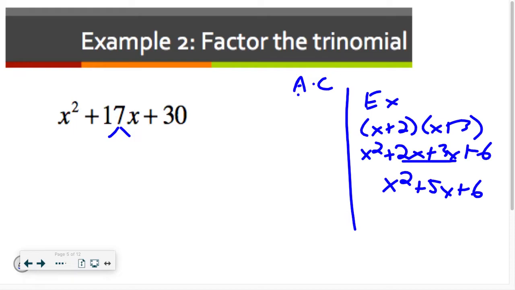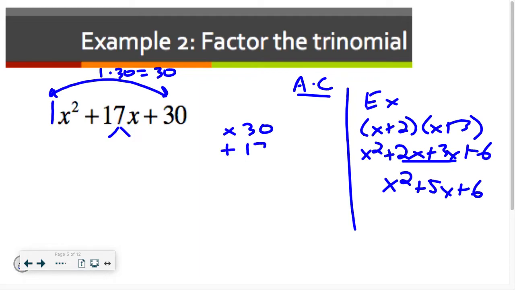When I call it a times c, here it's 1 times 30, so 1 times 30 gives me 30. It doesn't make any difference now, but for the future it will make it a little bit easier. So I want numbers that multiply to 30 but add to 17. I try to think of the two numbers that do that. I get 15 and 2.